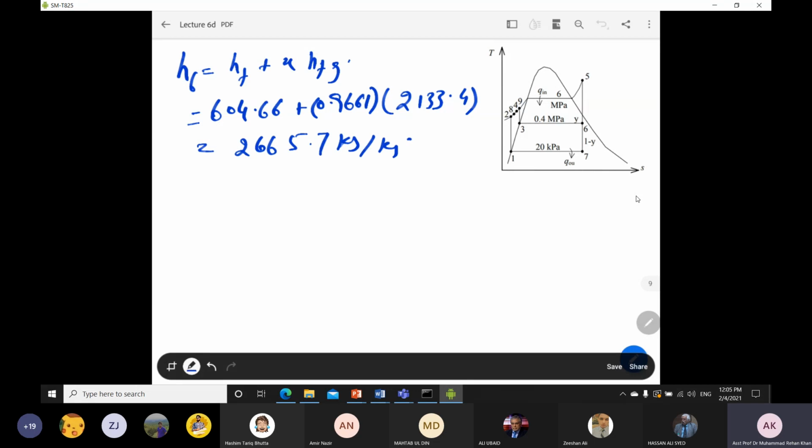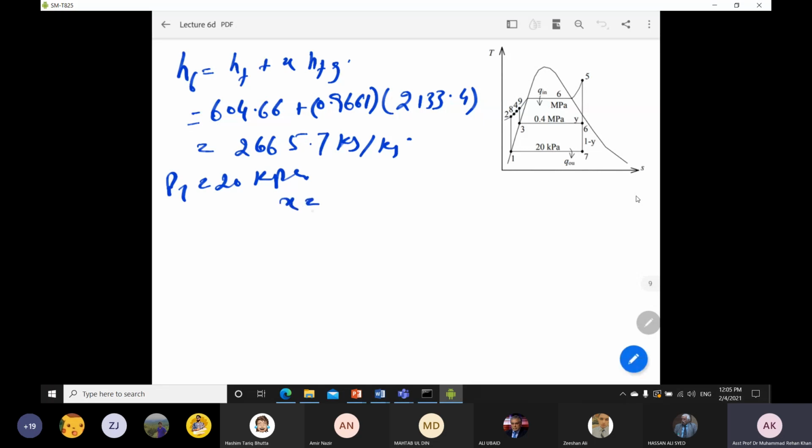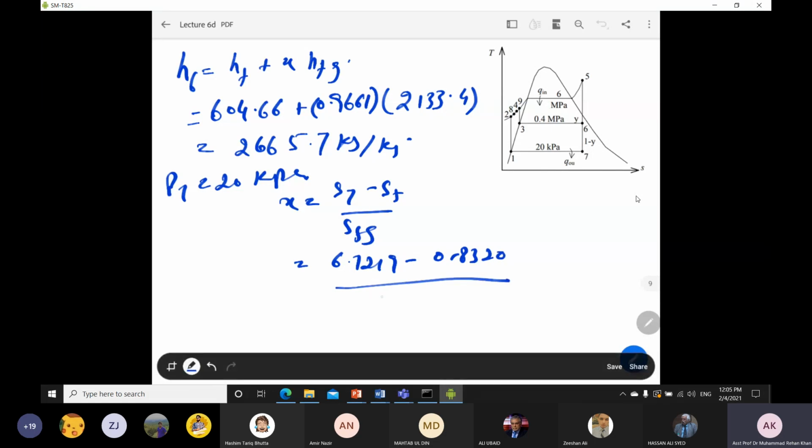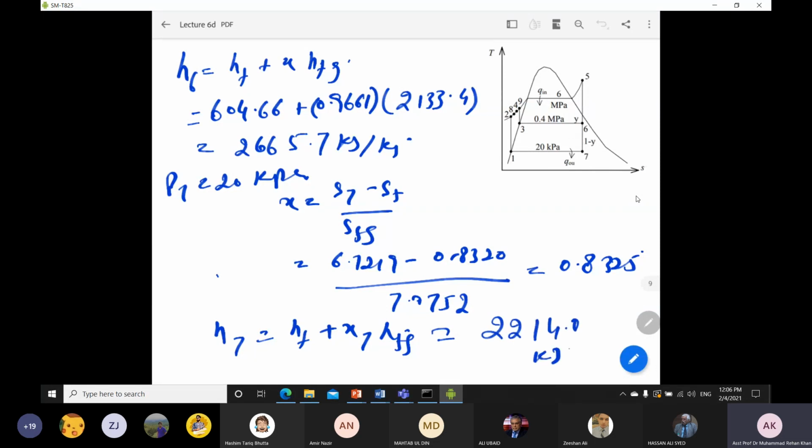For P7 you already know the pressure, 720 kilopascal. Okay, again it is a two-phase region, so you have to find the quality first by using the same approach we already discussed previously. x7 equals (S7 minus Sf) over Sfg, which is equal to (6.7219 minus 0.8320) in the numerator and 7.0752 in the denominator, and if you calculate it, it turns out to be 0.8325. Okay, so now the quality is also known to us. So H7 you can easily find using the same relation, with Hfg against your 20 kilopascal data. Okay, so just plug in all the values and you will get the value in kilojoule per kg for your H7.